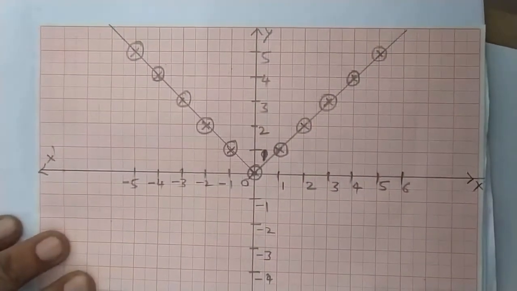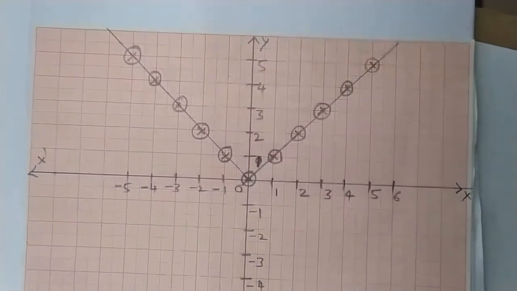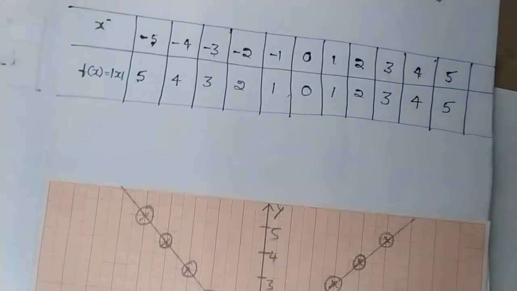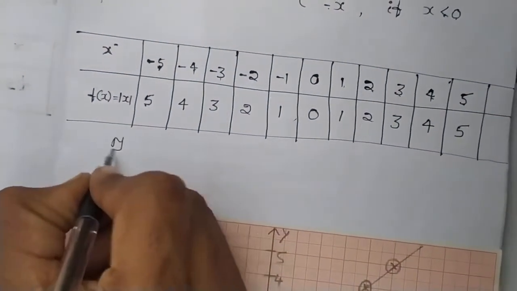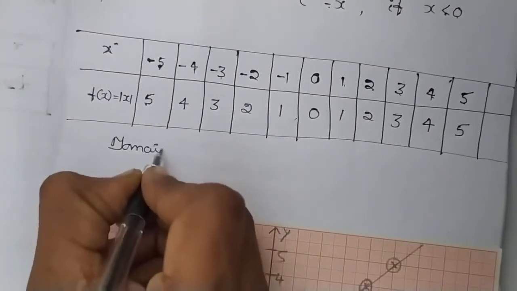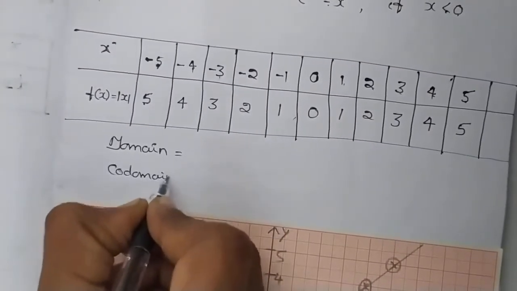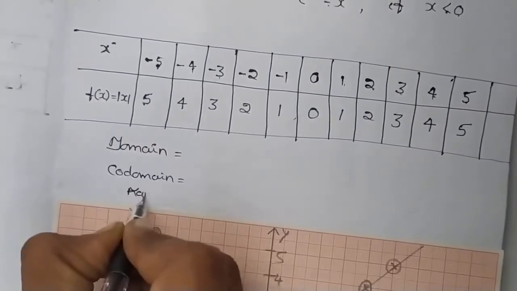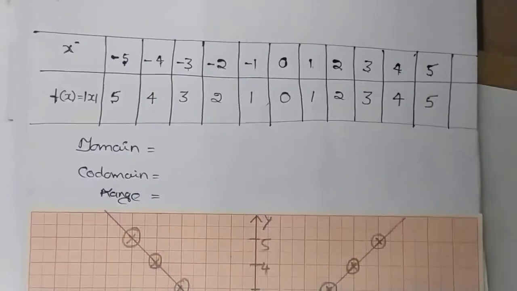Now, what will the domain, codomain and range be? Domain, codomain and range. Domain.